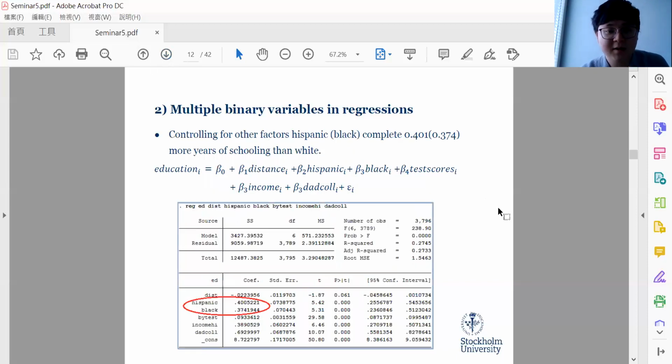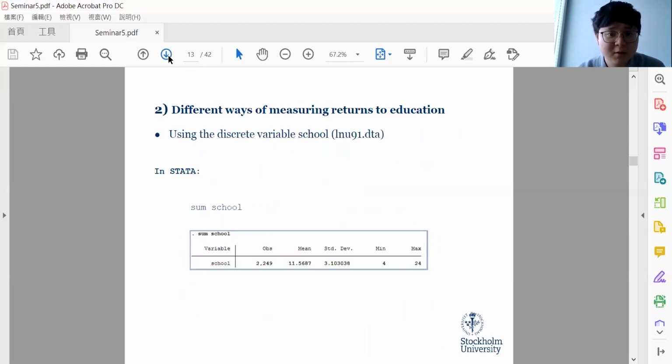Of course, this will have some omitted variables, so you just put more things inside your regression. For example, you put in income and the education of your fathers, and you see that it becomes more and more significant. So this is how we use multiple binary variables in our regression.